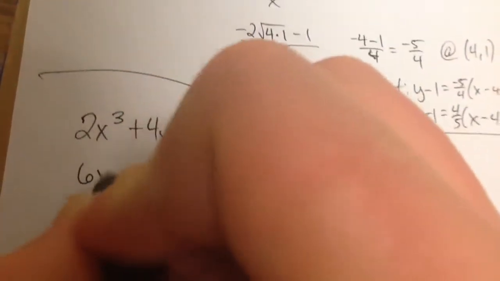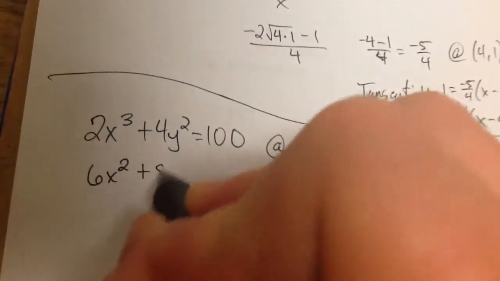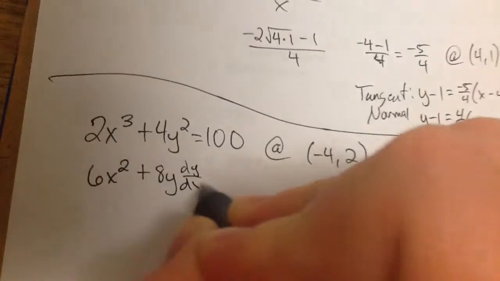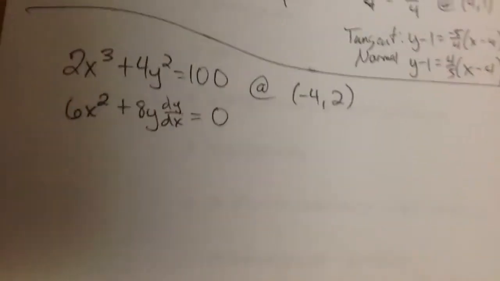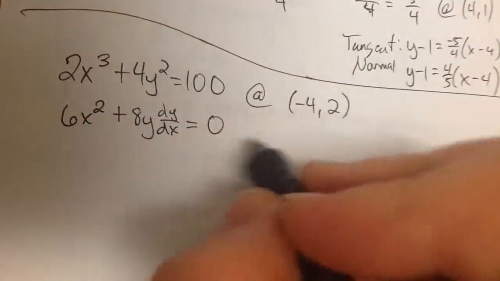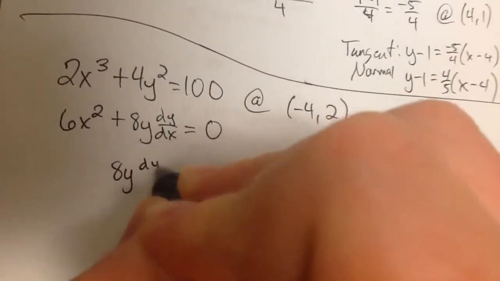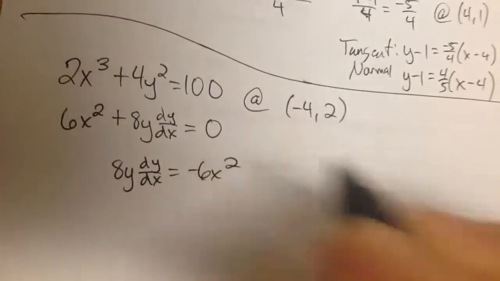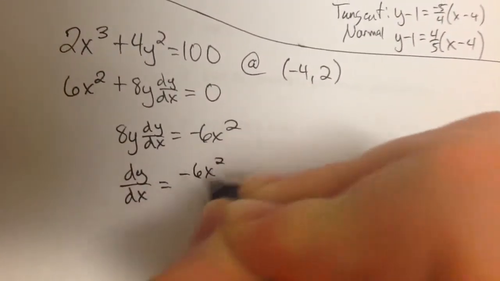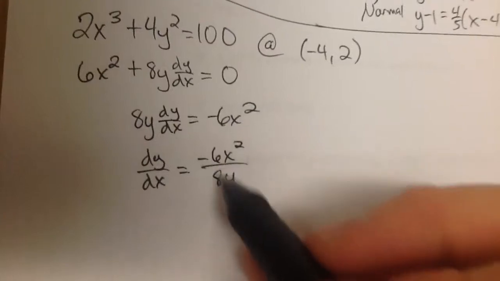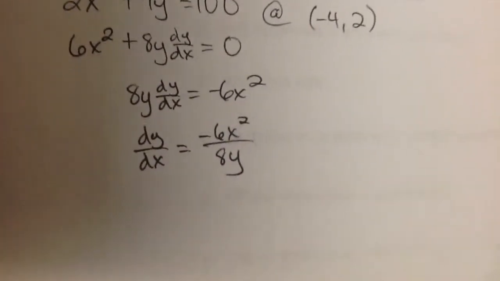Derivative of this would be 6x squared plus 8y, don't forget your dy dx, equals 0. That one was nice because there was no chain rule, product rule crap. Now subtract 6x squared, so I'd have 8y dy dx equals -6x squared. Divide by 8y, so dy dx equals -6x squared over 8y. Of course, you could reduce that down to 3/4, but it doesn't matter because we're going to plug in points right now anyway, and then we'll reduce our slope. So just plug in x and y.